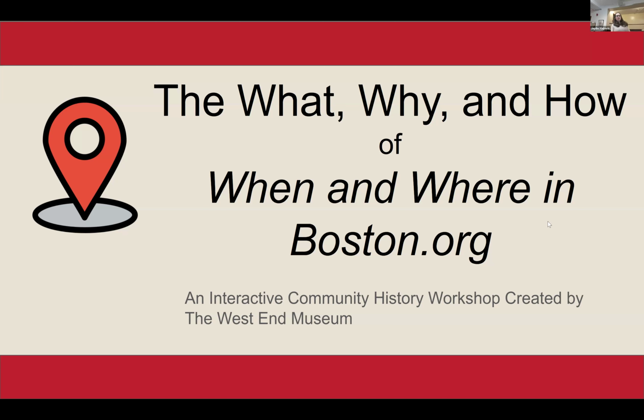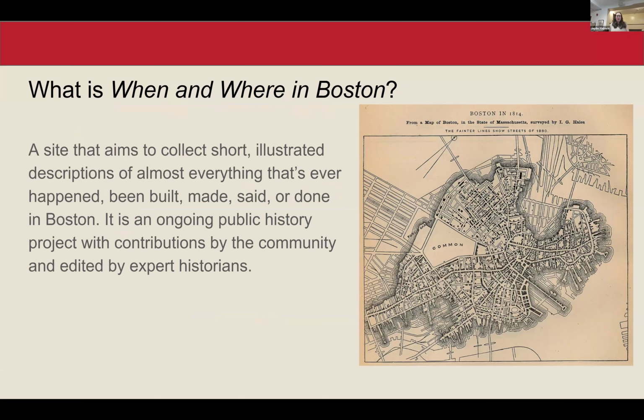So what is When and Where in Boston? It is a site that collects short illustrated descriptions of almost everything that's ever happened, been built, made, said, or done in Boston. It's an ongoing public history project with contributions by the community, and edited by expert historians. What's great about this is that it is public facing, but anyone can contribute to it, and anyone is able to do the research, make suggestions, create entries, but it will be checked by experts.